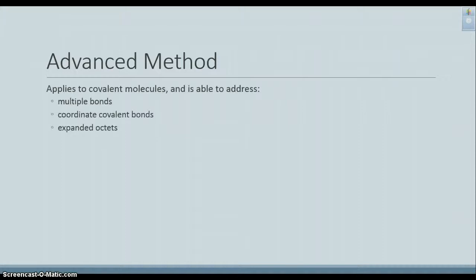Now, we're going to talk about an advanced method. There is a simple method of this, but I just want to go ahead and get an advanced method because it seems to be much more universally applicable. There are a couple steps you have to know. This one, again, will help us address multiple bonds, something called coordinate covalent bonds, and also expanded octets, all of which are terms that you should at least be familiar with. A few terms that you have to know.